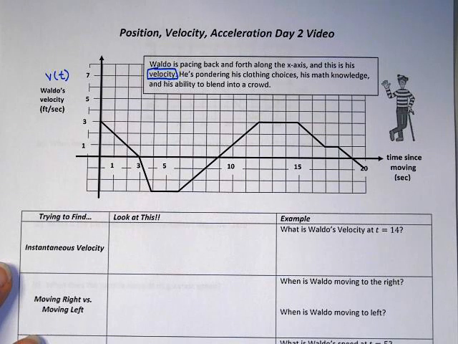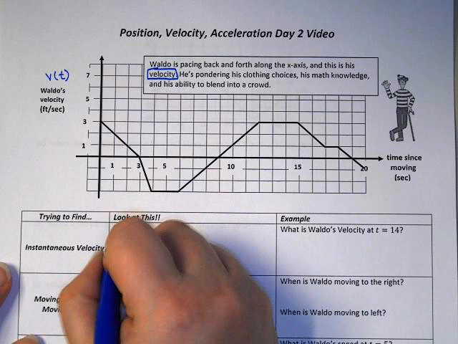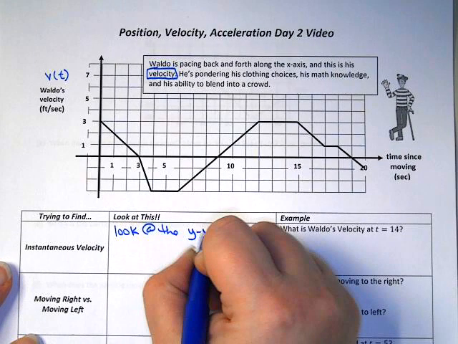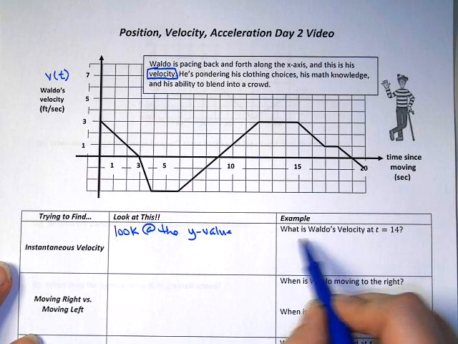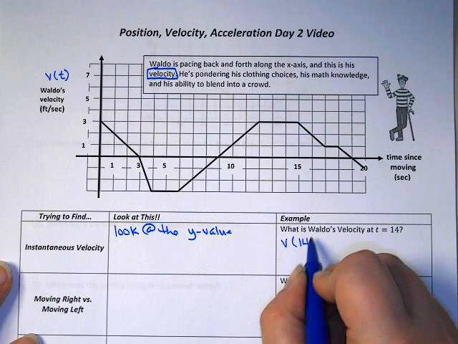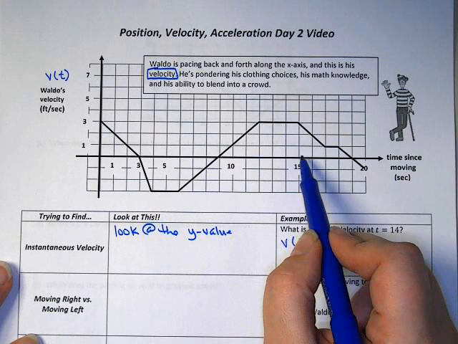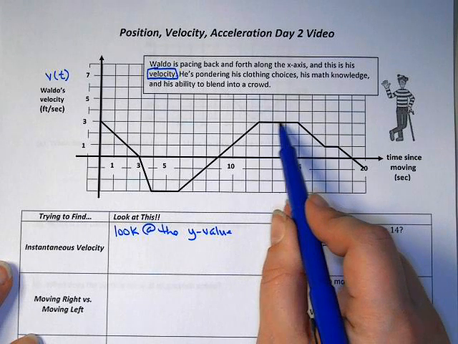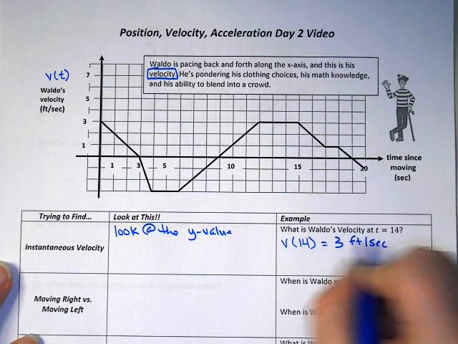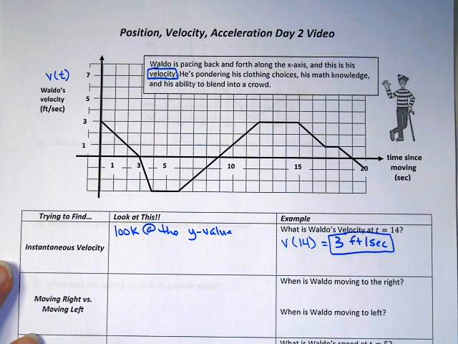So the first thing you might be asked to find is his instantaneous velocity. Well, we're given the velocity function, which means in order to find the instantaneous velocity, we just need to look at the y values. So what is Waldo's velocity at time t equals 14? That means just find v of 14. So here's 14, and his velocity then is 3. And we're doing feet per second, because that is our units for velocity.